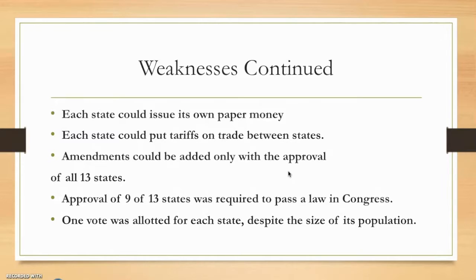Amendments could be added only with the approval of all the 13 states. That's very difficult. It's very hard to get every single state to agree, and you're going to see with the activity that we do. Approval of 9 out of the 13 states was required to pass a law in Congress. So there is a difference between amendments and laws. So again, amendments, every single state had to agree, 13 out of 13. And for laws in Congress, 9 out of the 13 states had to agree. Each state got one vote, no matter how big or small its population was. Not everybody's going to be happy with that.